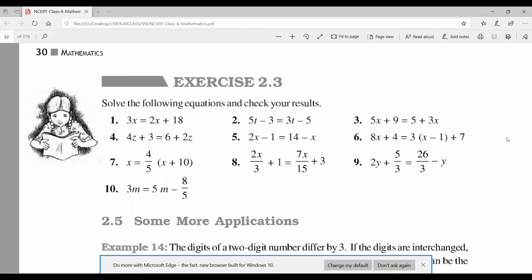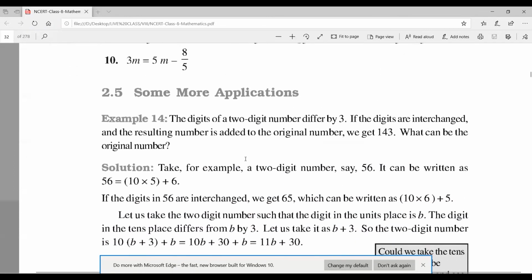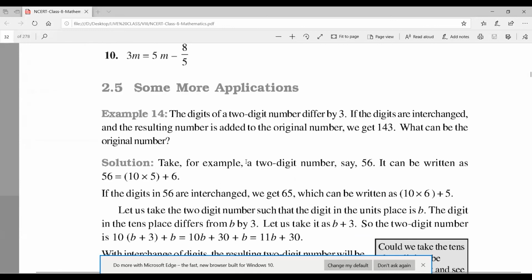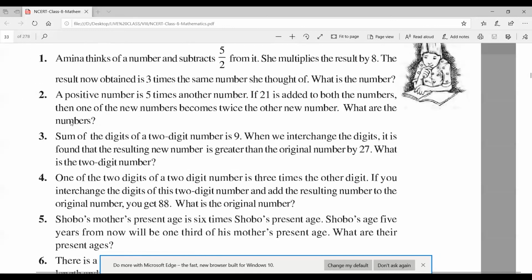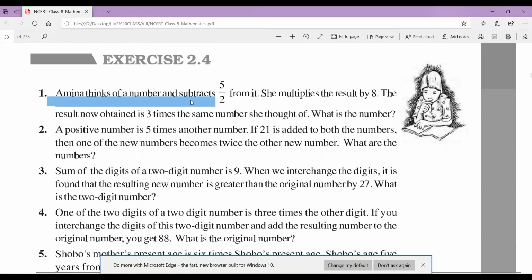Yeah, what are you saying? I finished this exercise. You have already done it, you are saying. Okay, then if you have already done, you can move to the next one. Please try to solve this one. We will do this in the next class, but you can try this.